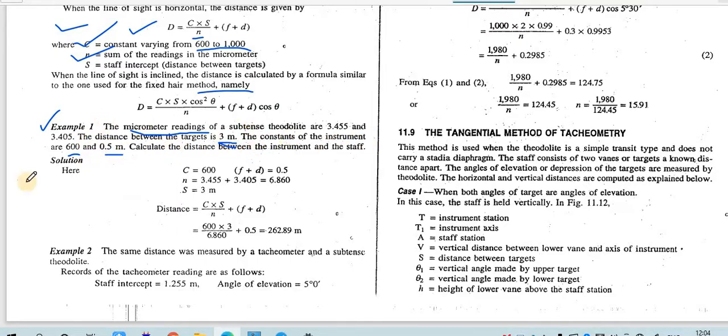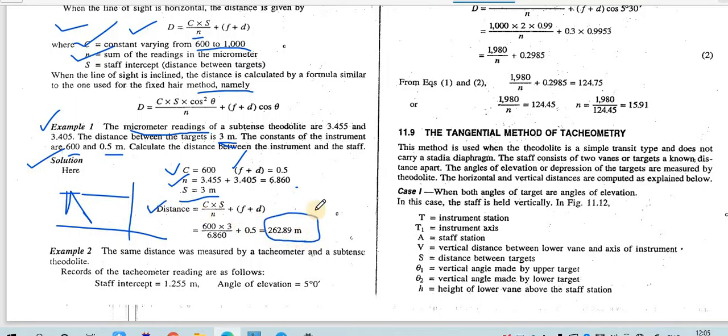Calculate the distance between the instrument and the staff. Solution: because it is not mentioning over here that it is inclined upward or downward, that means it is perfectly horizontal. Then we need to use the first formula, which is nothing but D equals C into S by N plus F plus D. So C is 600, F plus D is 0.5, and N is the summation of this reading plus this reading, so 3.455 plus 3.405. The staff target distance is already fixed, which is 3 meters. So by using this formula, we can easily calculate the horizontal distance: 262.89 meters.